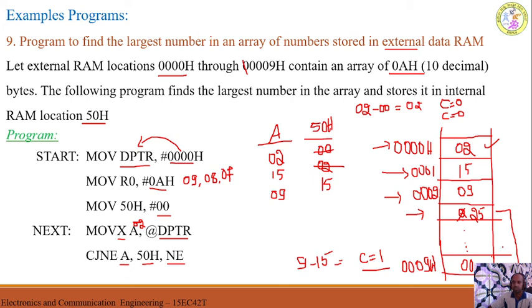So like this it will do the comparison for all the data, and finally the largest data will come and occupy this memory location. For example, if 25 is the largest data in this program, 25 will come and occupy at the end. So the largest number in the array is stored in the internal RAM location 50 after the execution of the program.